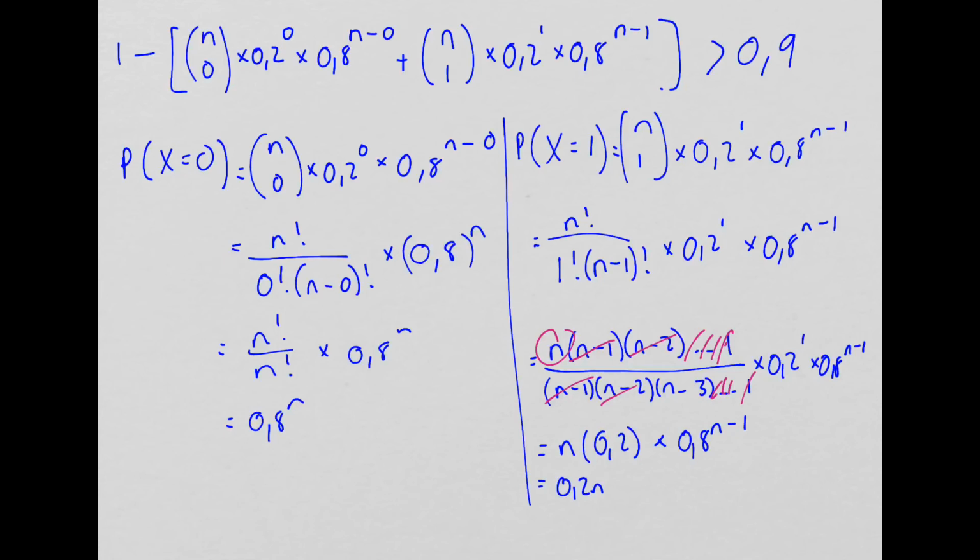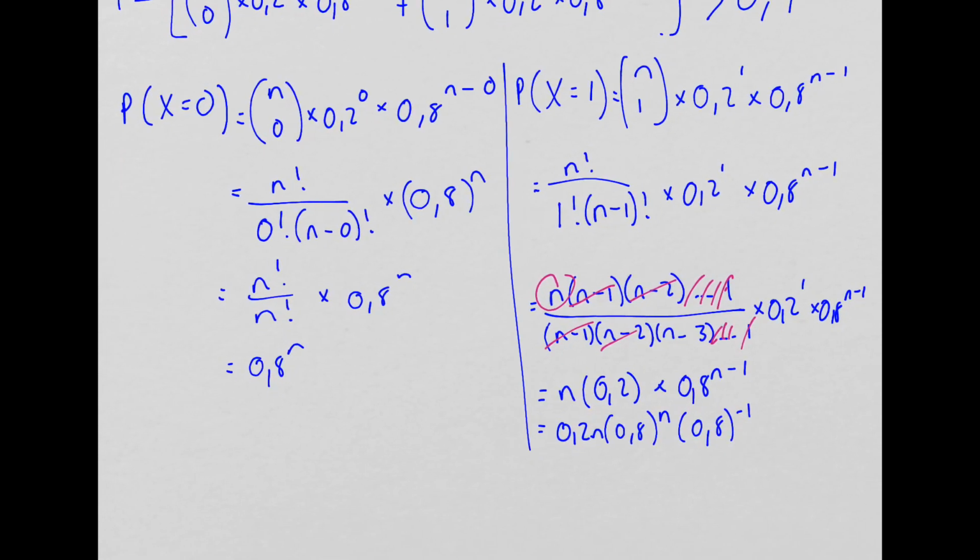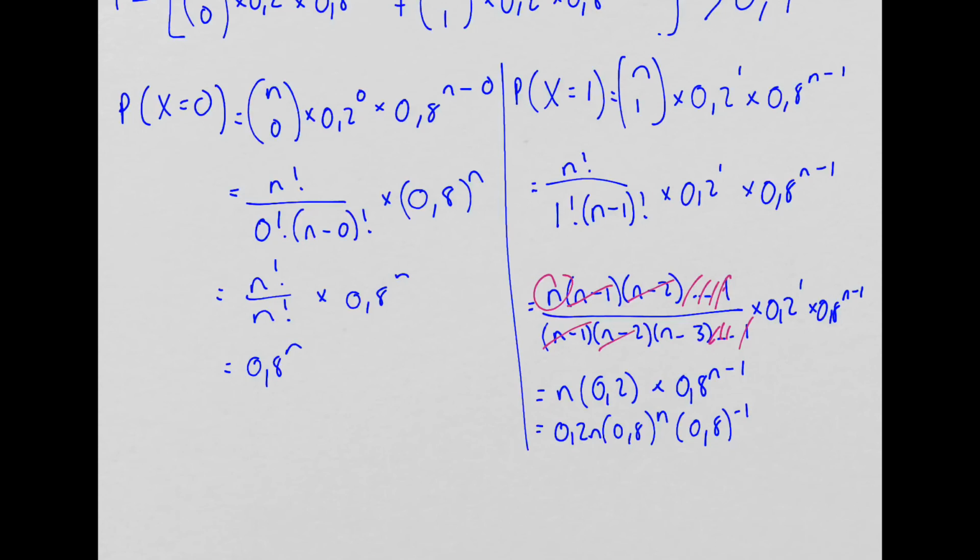Then split the exponents for the 0,8 to get 0,8 to the n times 0,8 to the negative 1. Okay, developing that further, we get n over 4 times 0,8 to the power of n. That n over 4 came just by multiplying the 0,2 to the 0,8 to the negative 1, which becomes 1 over 0,8.